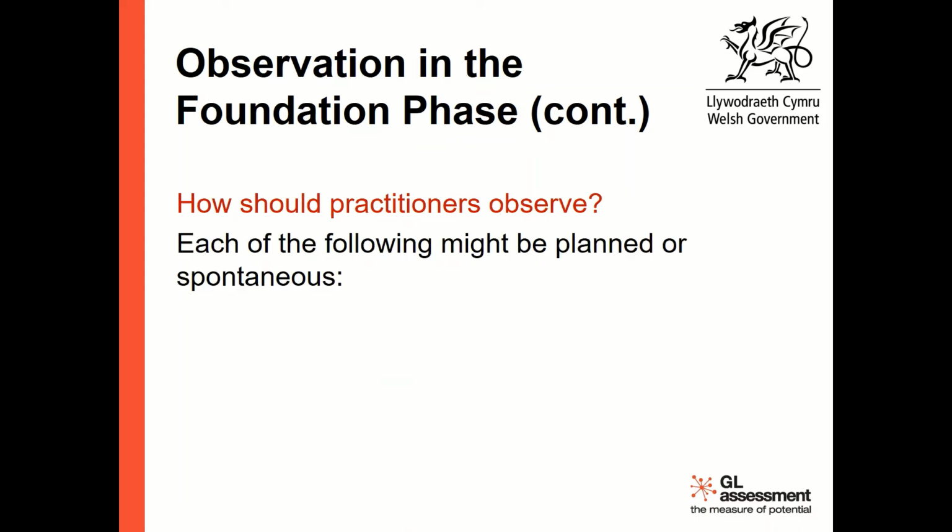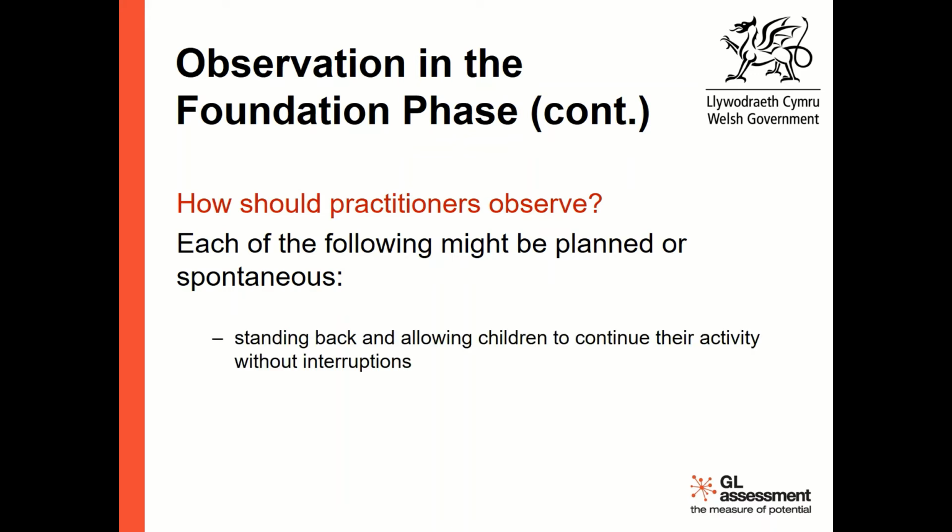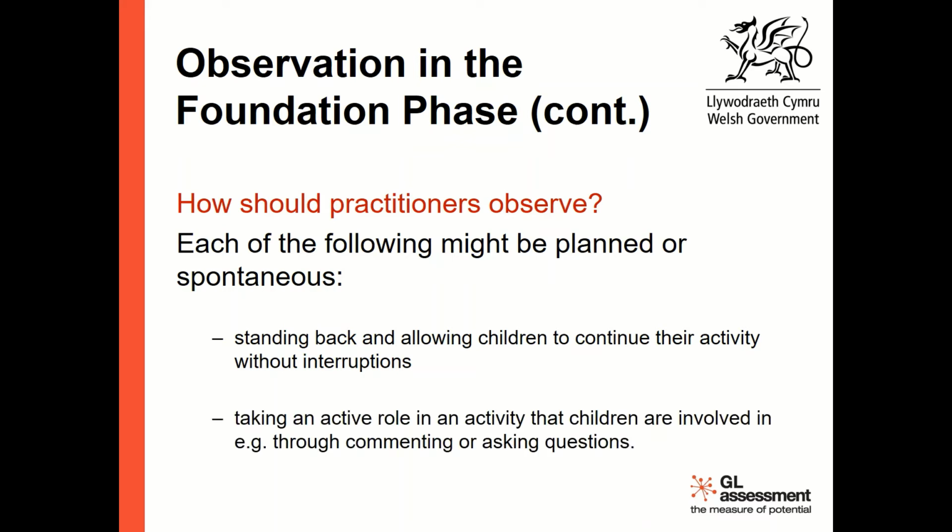How should practitioners observe? Each of the following might be planned or spontaneous. Standing back and allowing children to continue their activity without interruptions, or taking an active role in an activity that children are involved in, for example through commenting or asking questions.